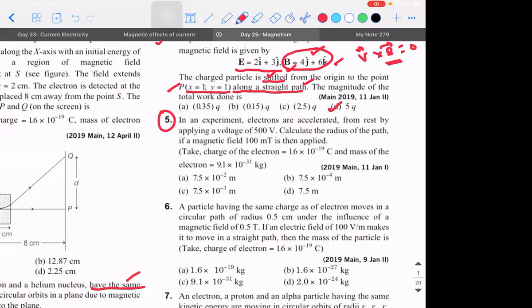So fifth. I'm talking about an experiment. In an experiment, electrons are accelerated from rest by applying a voltage of 500 volt. Calculate the radius of the path if the magnetic field is 100 millitesla.